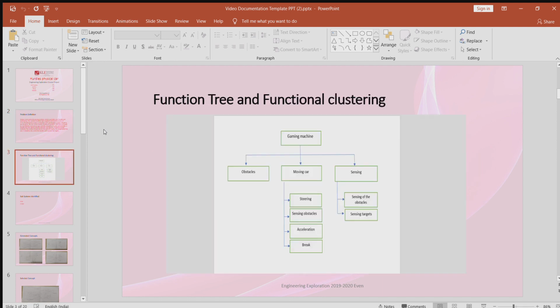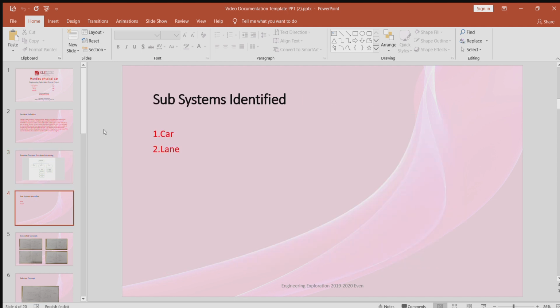Function tree and function clustering. The gaming machine contains lane, obstacles, moving car and sensing part. The lane contains both static obstacles and dynamic obstacles. The function of the car is steering, sensing obstacles, acceleration and brake. In sensing of the obstacles and sensing targets. The subsystems identified in this project are car and lane.